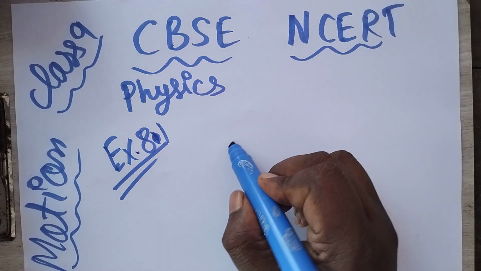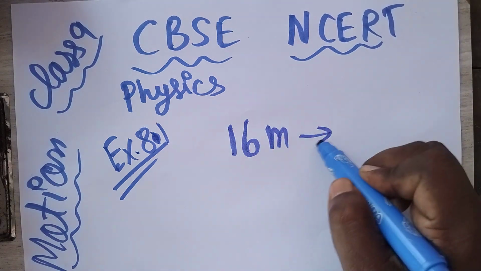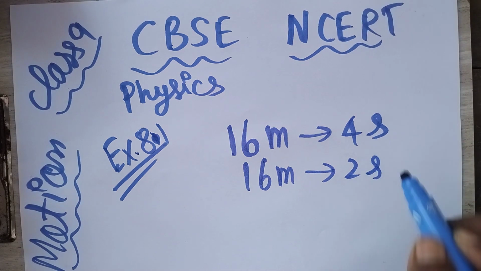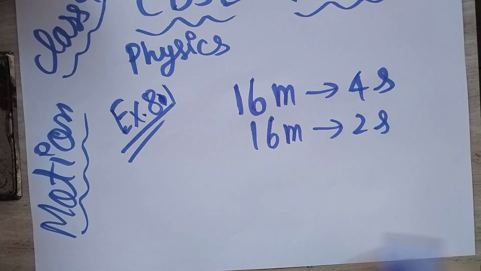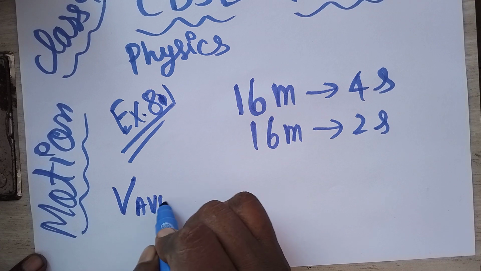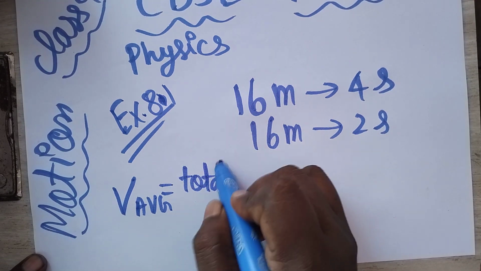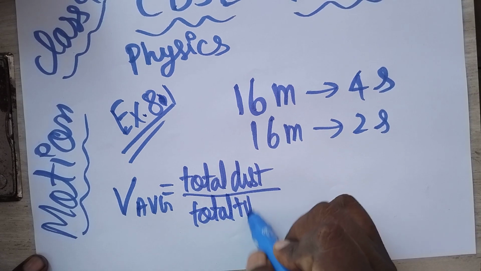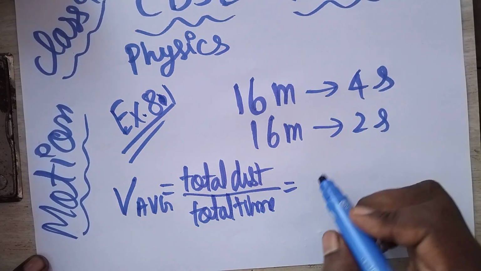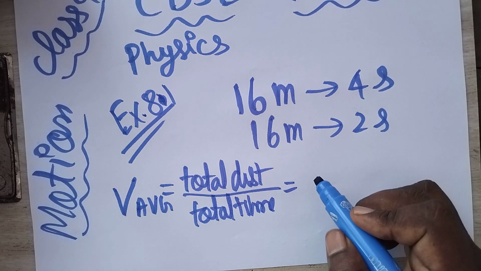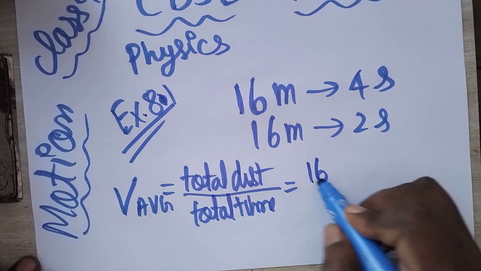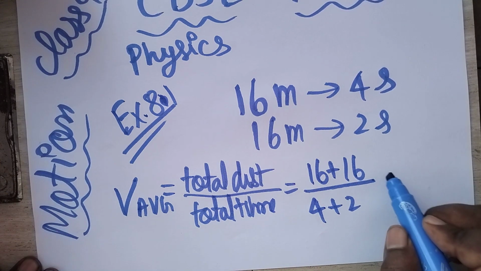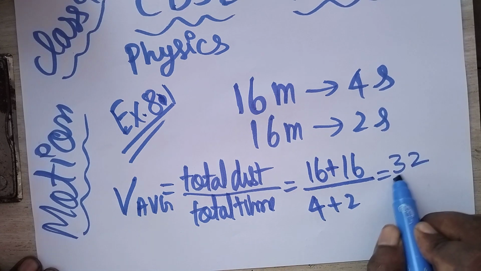First, what they have given: 16 meter in 4 seconds, again 16 meter in 2 seconds. Now we'll do this problem. Average speed is the total distance by the total time period. What is the total distance? 16 plus 16, which is 32, divided by 4 plus 2, which is 6. So 32 by 6.